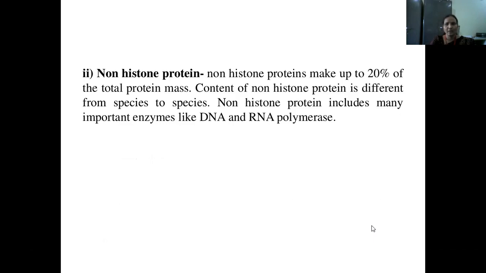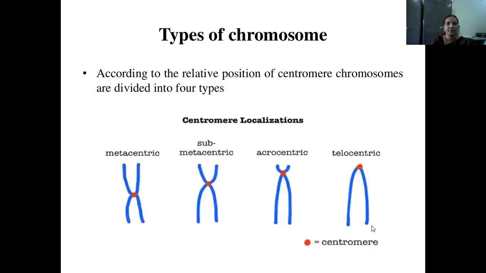Non-histone proteins are 20%. The content of non-histone protein is different. इसके जो नंबर है, क्वांटिटी जो है वो डिफर होगी according to the species. Non-histone protein includes many enzymes like DNA and RNA polymerase. Replication के लिए जो enzymes लगते हैं वो enzymes are said to be non-histone protein.